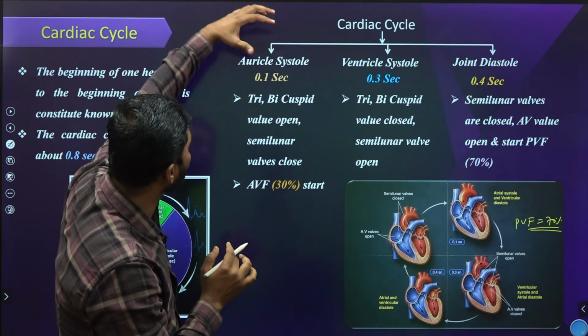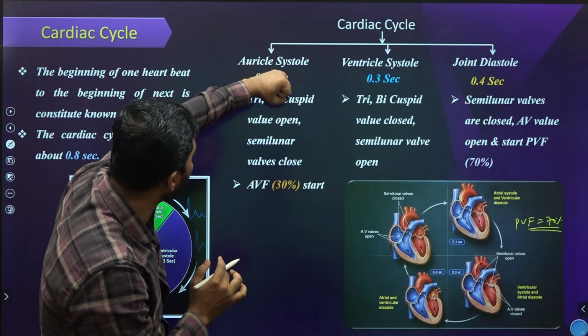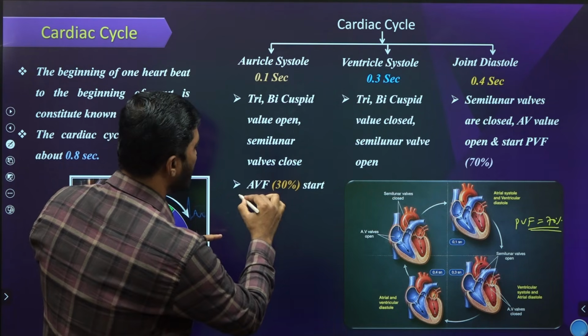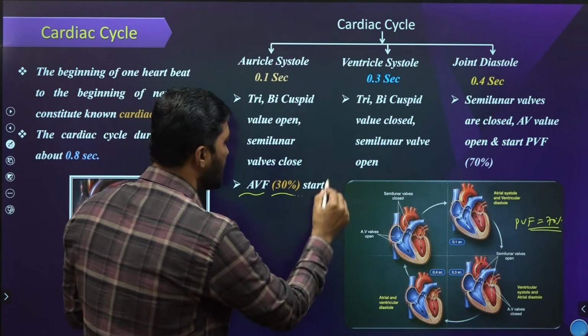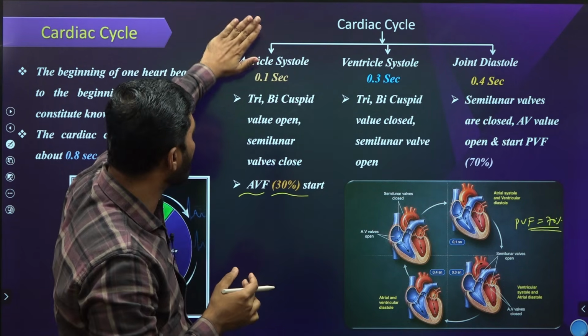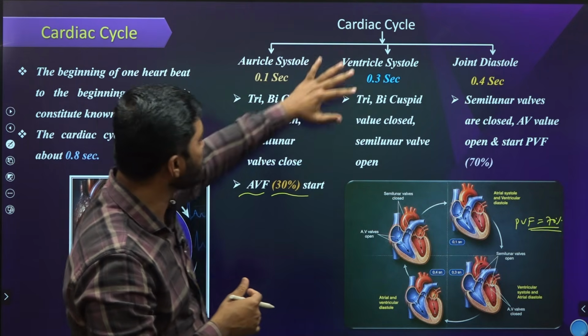Result, the auricle systole. During the auricle systole, what happens? AVF takes place, active ventricular filling 30%, is done. This is auricle systole. Next is ventricle systole.